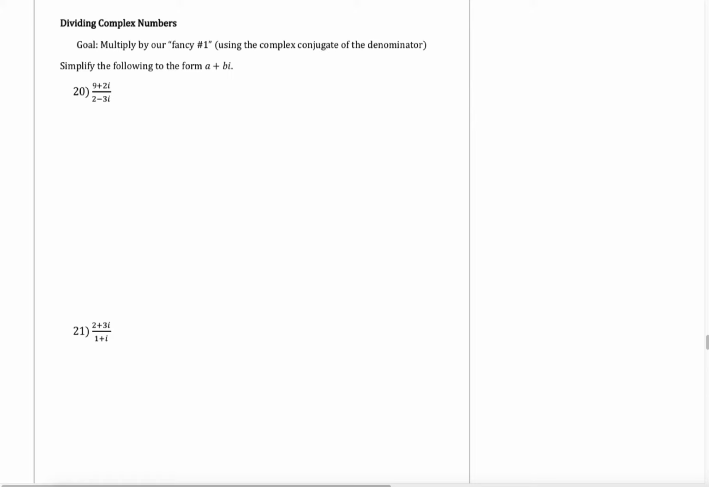In our prior video we looked at how to add, subtract, and multiply our complex numbers. We also learned about what a complex conjugate was. As a little reminder, a complex conjugate to a plus bi is when we change the sign on the imaginary term and we get a minus bi. Now we're going to use the concept of a complex conjugate to help us simplify when we're dividing complex numbers. So our goal when dividing complex numbers is going to be to multiply by our fancy number 1, and that fancy number 1 is going to come from the complex conjugate of the denominator.